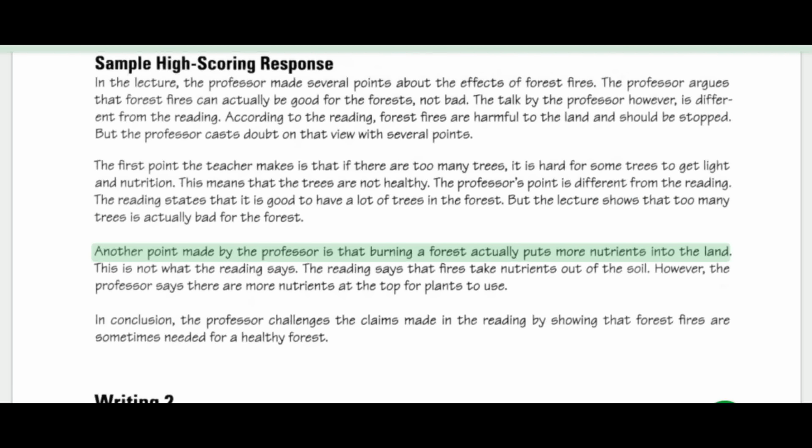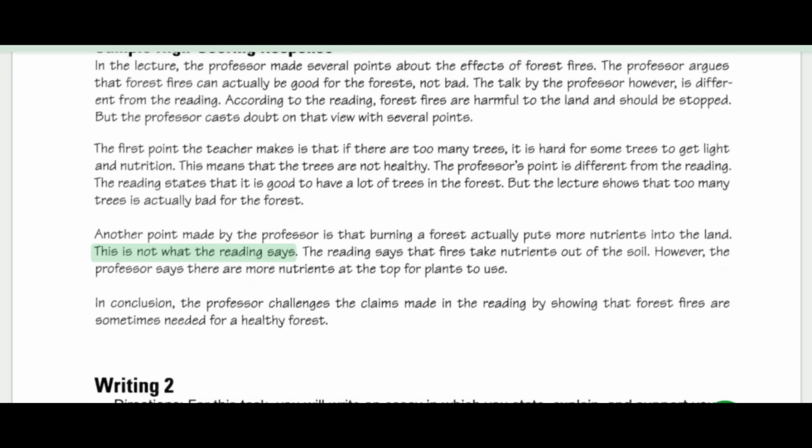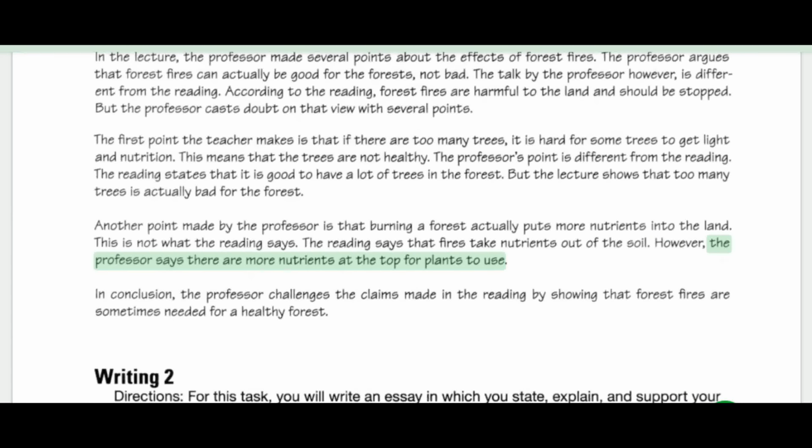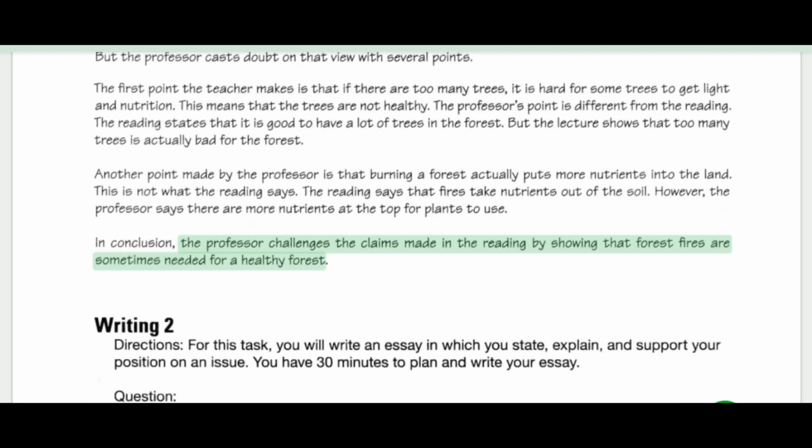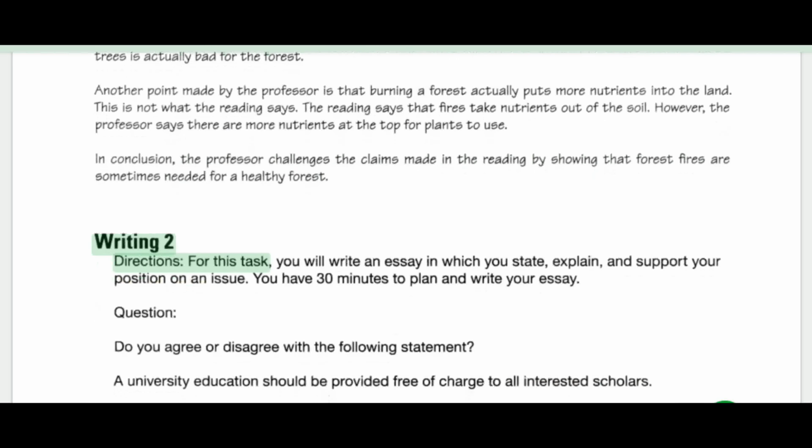Another point made by the professor is that burning a forest actually puts more nutrients into the land. This is not what the reading says. The reading says that fires take nutrients out of the soil. However, the professor says there are more nutrients at the top for plants to use. In conclusion, the professor challenges the claims made in the reading by showing that forest fires are sometimes needed for a healthy forest.